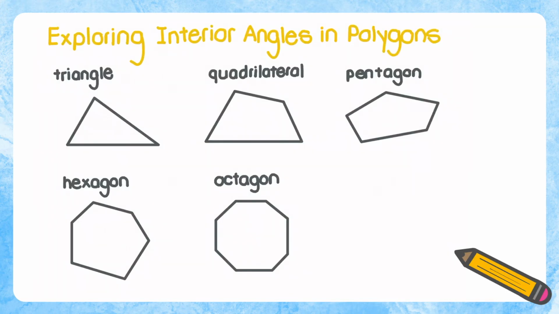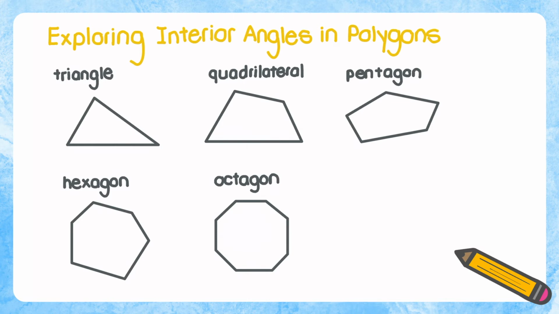Next, let's look at interior angles of polygons. So let's start off with a little exploration. Here I have 5 different types of polygons. I have a triangle, quadrilateral, pentagon, hexagon, and an octagon. And what we're going to do is see how many triangles are in each polygon.